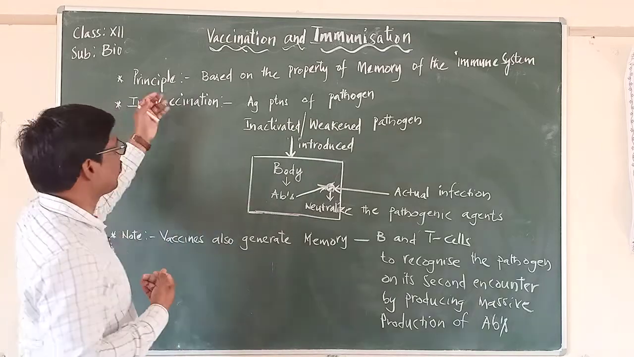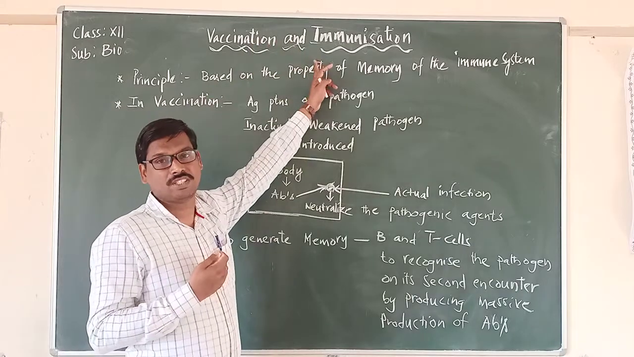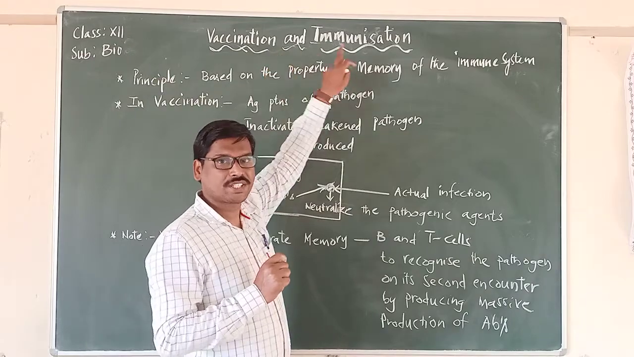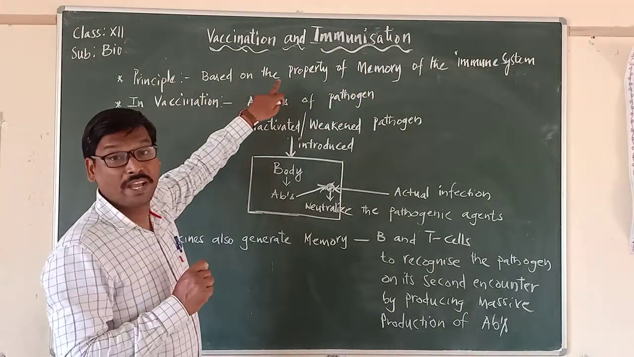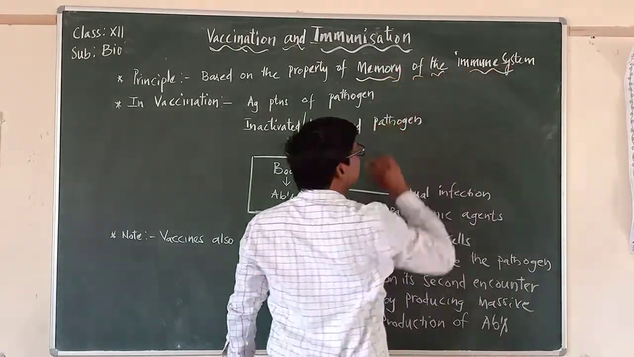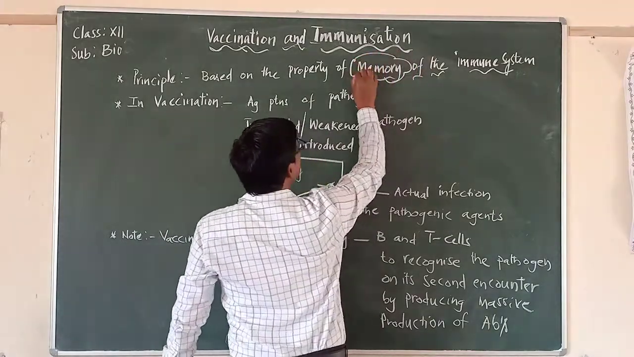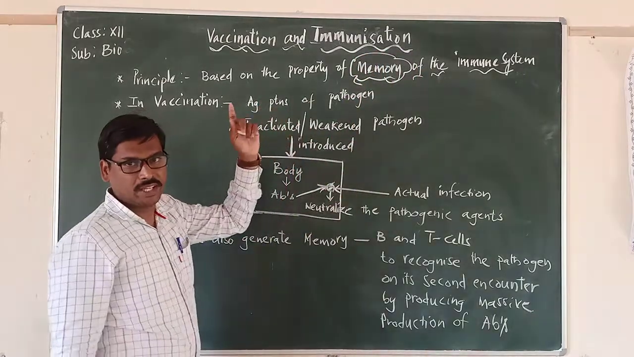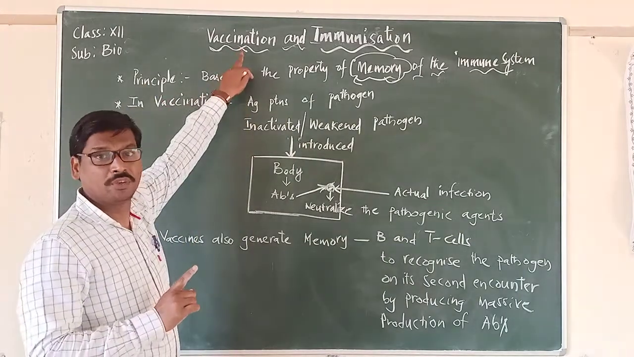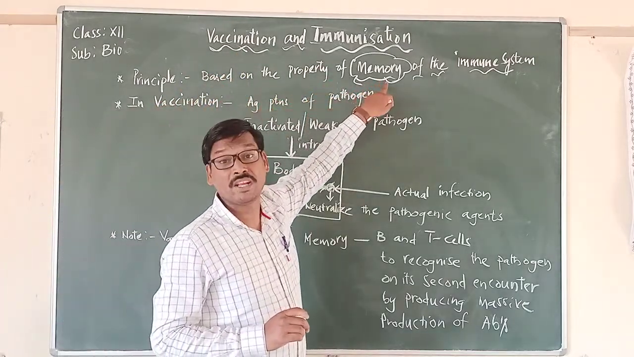The main principle of vaccination and immunization is based on the property of memory of the immune system, which means it is based upon the memory cells of the immune system. A very important point: the main principle of vaccination and immunization is based on the memory of the immune system.